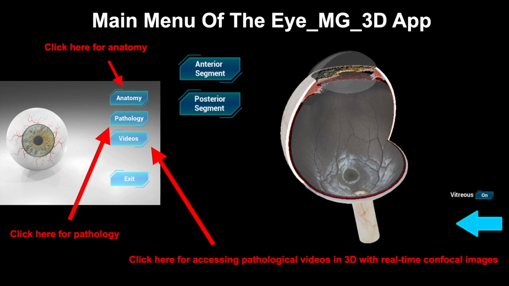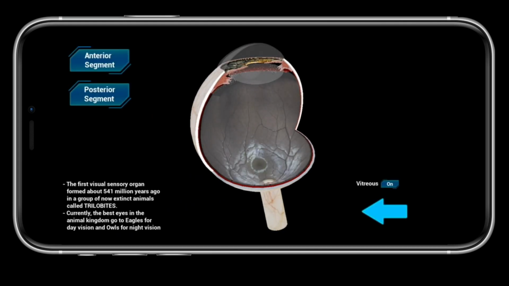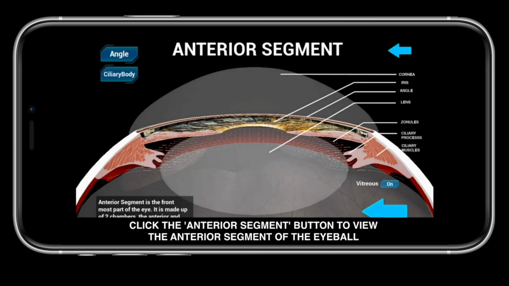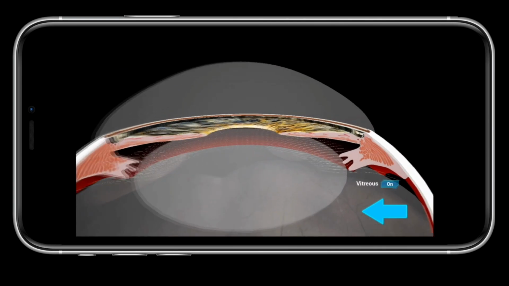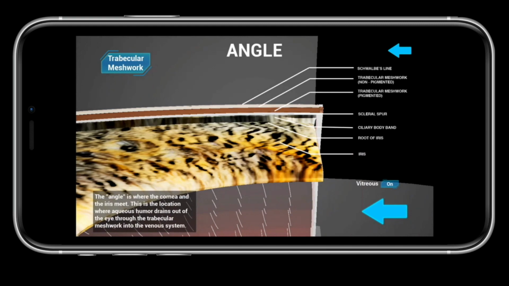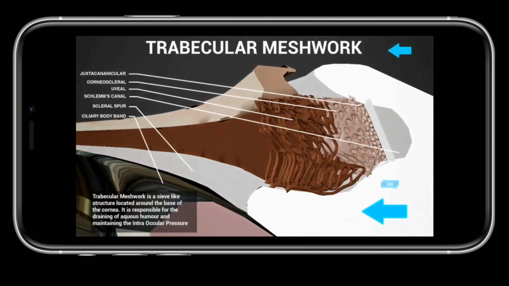Once the IMG3D app is open, let us start by clicking on the Anatomy button. Once the Anatomy button is clicked, an eye in 3D with normal real-time structures is shown. Now for example, if the anterior segment button is clicked, the anterior chamber structures are shown with dynamic transitions. Now by clicking the Angle button, gonioscopic view of the angle is seen with the parts marked for every structure. Now by clicking the Trabecular Meshwork button, further electron microscopic view of the angle can be accessed.